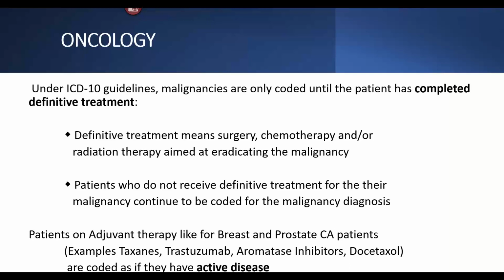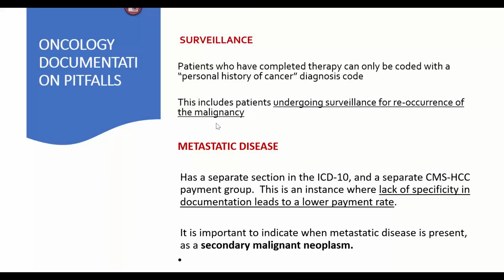Oncology, very much misinterpreted on the charts when we do the reviews. Definitive treatment means surgery, chemotherapy, and other radiation therapy aimed at eradicating the malignancy. So that's definitive treatment. Patients who do not receive a definitive treatment for their malignancy continue to be coded for the malignancy diagnosis. So those that refuse some of these treatments and want to just live with their cancer, you've got to code them as active. Anybody that's on adjuvant therapy for like breast and prostate, those are considered active disease. The ones that aren't active are the ones under surveillance.